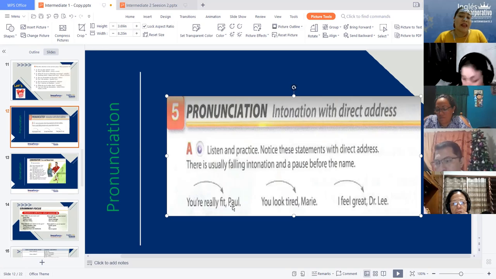Acá lo vamos a ver en el direct address, que es, por ejemplo, cuando usted se refiere a alguien, por ejemplo, Paul, Marie, Dr. Lee. Entonces ahí es donde ustedes van a escuchar la mayor fuerza de voz. Eso sería la explicación. Eso solamente para que ustedes sepan que si se refieren a alguien en específico, pues ahí tenemos que poner mayor fuerza de voz. Vamos a escuchar el audio. Por favor, si lo escuchan, déjenmelo saber.